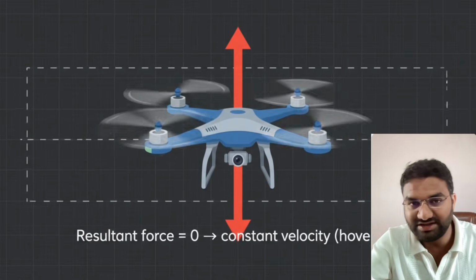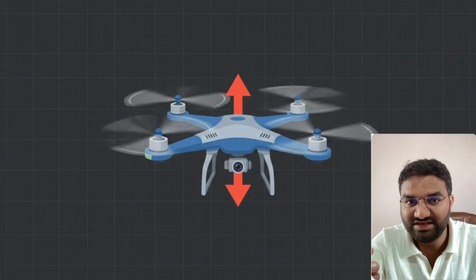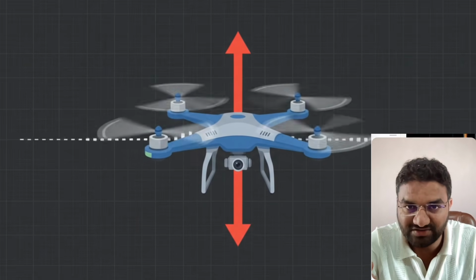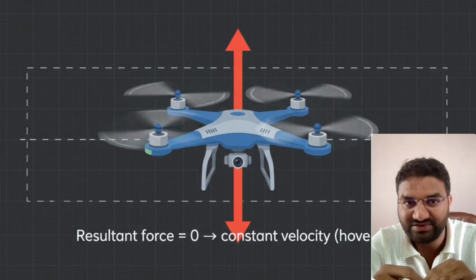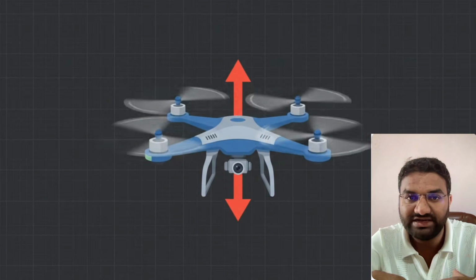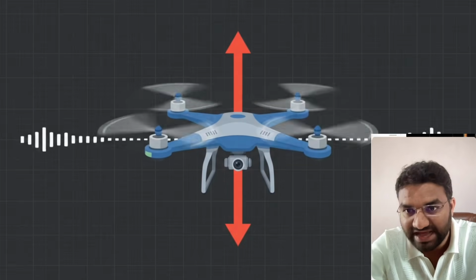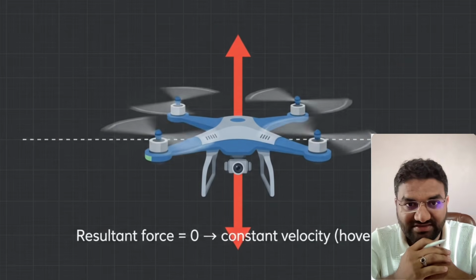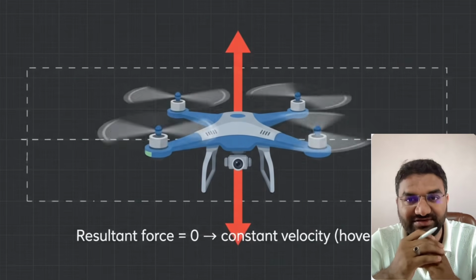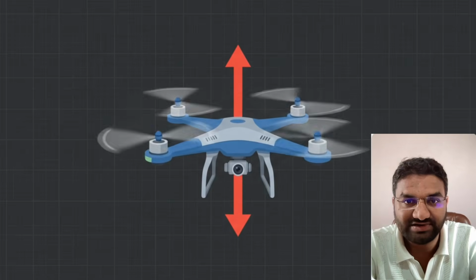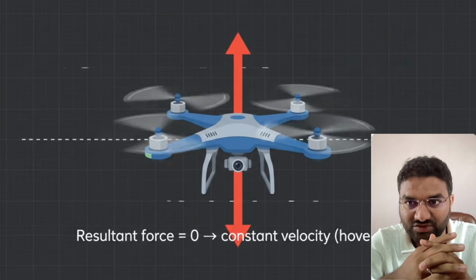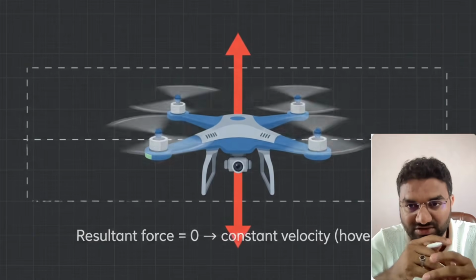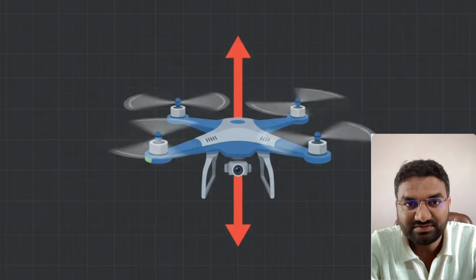To climb, the drone increases the rotor speed, so thrust exceeds the weight and the resultant force now points upward, so it accelerates. You can see here as well, F is equal to ma, fine. So a is equal to (F thrust minus the weight) upon small m, fine.